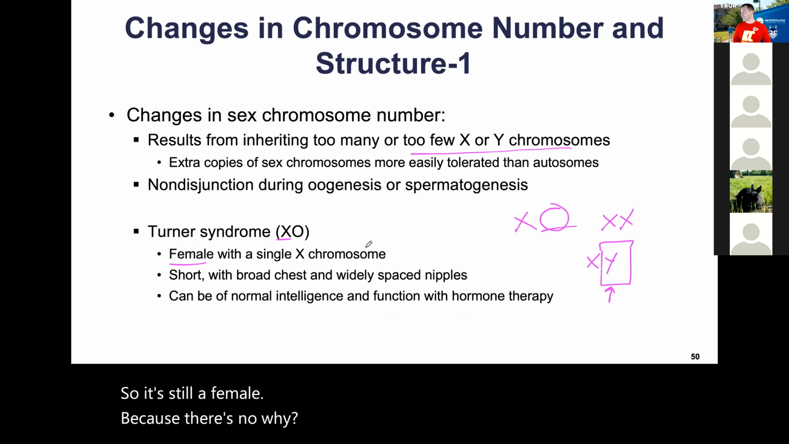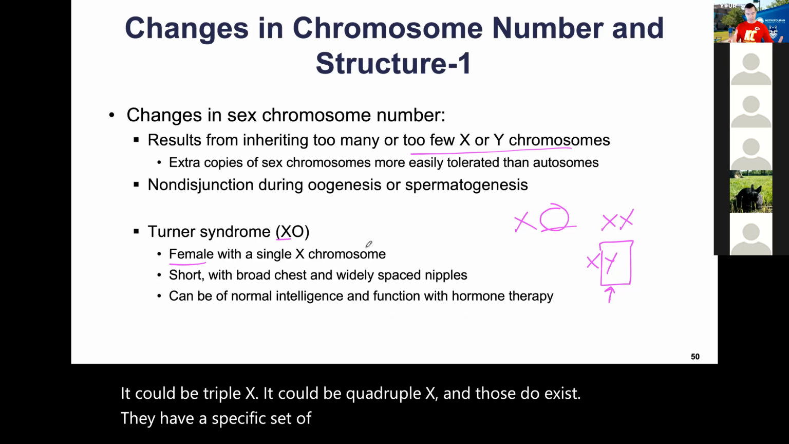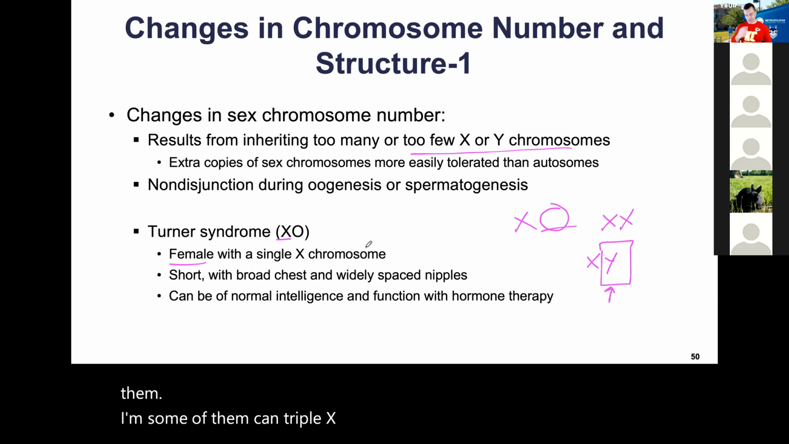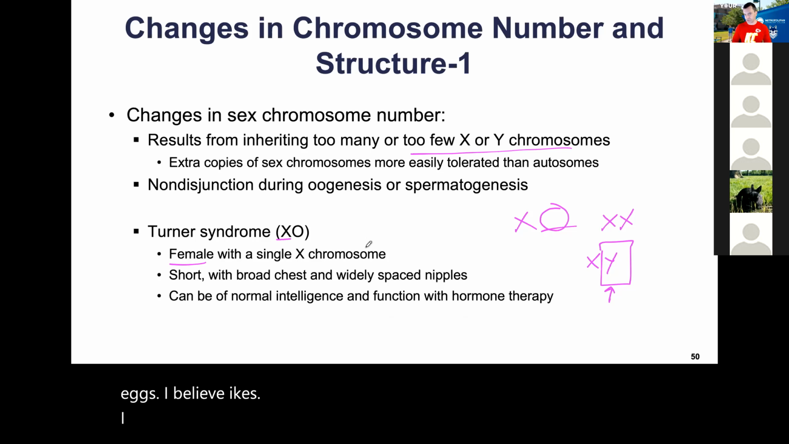It could be triple X. It could be quadruple X, and those do exist. They have a specific set of hallmark characteristics associated with them. Some of them can, a triple X female, an XXX female, she can produce viable eggs, I believe. XXXX, I don't believe, can produce viable offspring. Males can have an extra Y. They can be XYY.